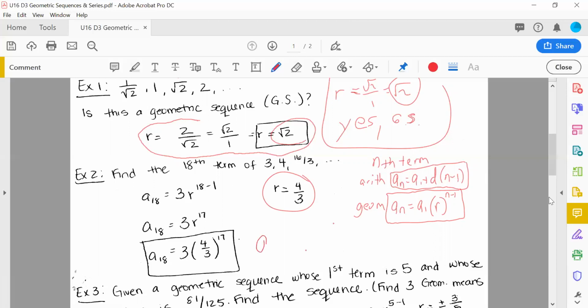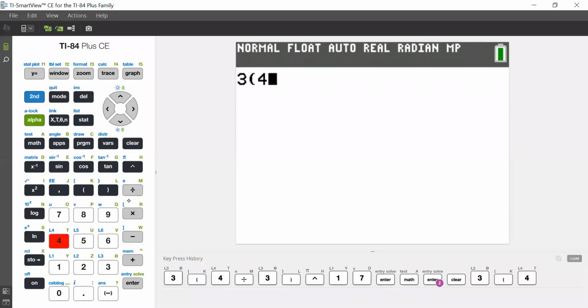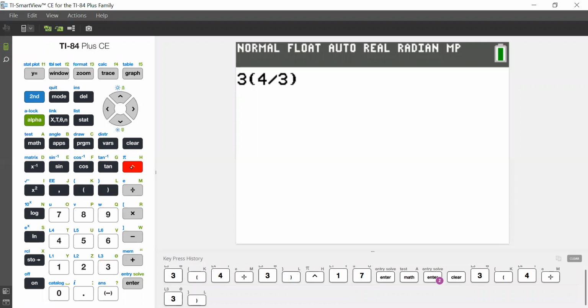Then just plug and chug, man. To find the 18th term, you're going to take the first term, which is 3, parenthesis. I always put R in parentheses, 4/3, and then raise it to 1 power less than the term you're looking for. So in this case, the 17th power. Now, Mrs. Middleton didn't calculate it. I want you to calculate it. Can I use my calculator, Mr. Cody? Absolutely, positively. Use your calculator. So just do 3, parenthesis, 4 divided by 3, close the parenthesis, to the 17th power. Type it the way you see it.